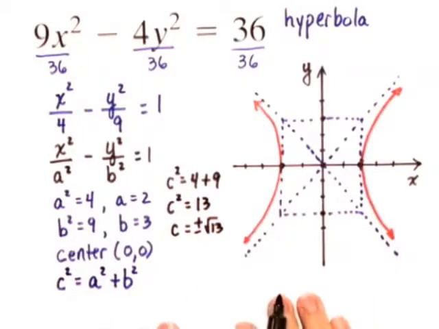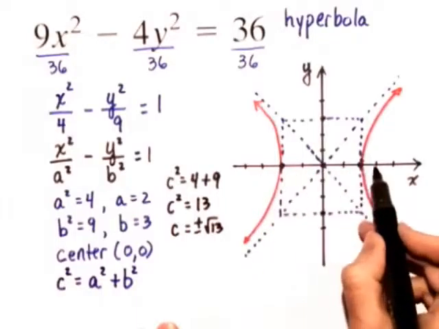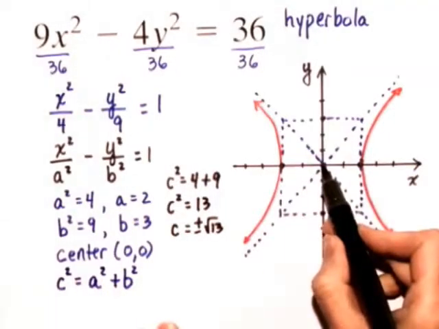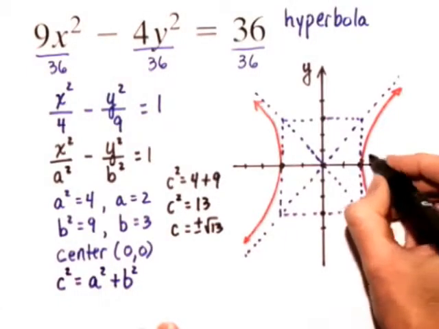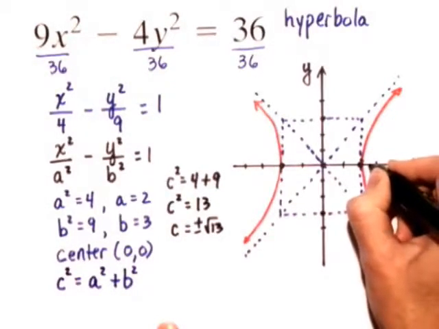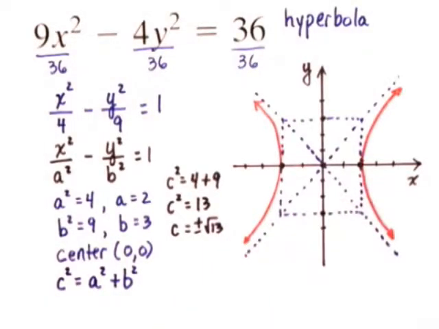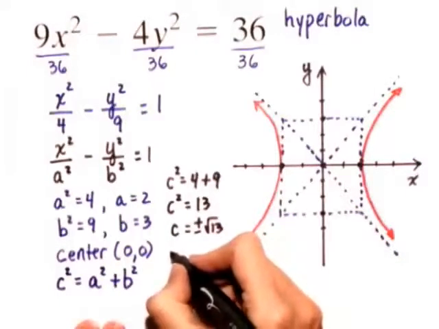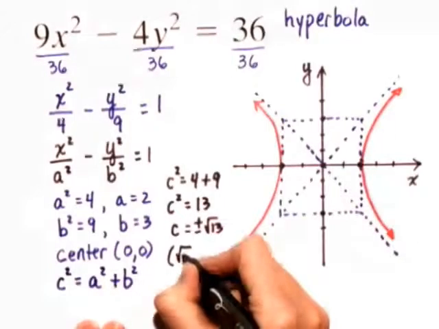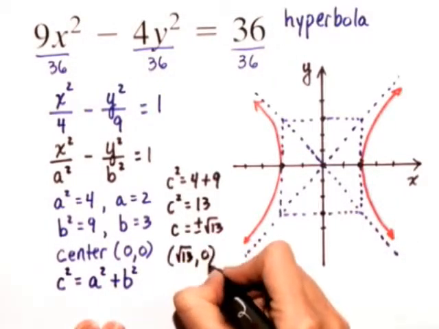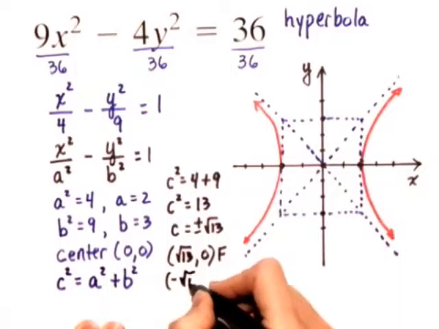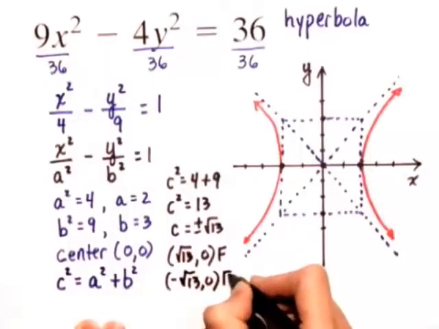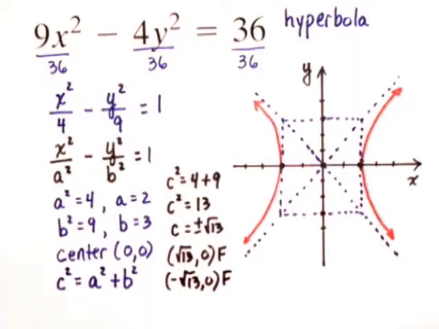So each focus is also located on this transverse axis. So from the center, we go the square root of 13 units to the right, which is about 3.6. The coordinates of the first focus would be the square root of 13, 0. That's one focus. And the other one would be negative square root of 13, 0. Now we're asked for one more piece of information.